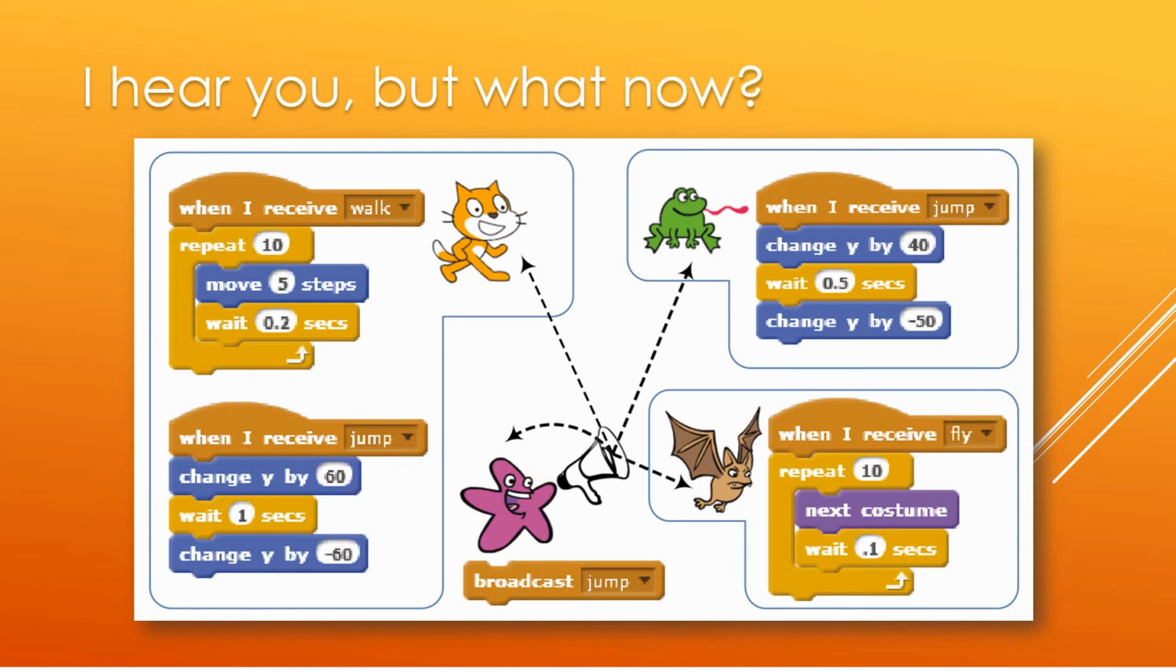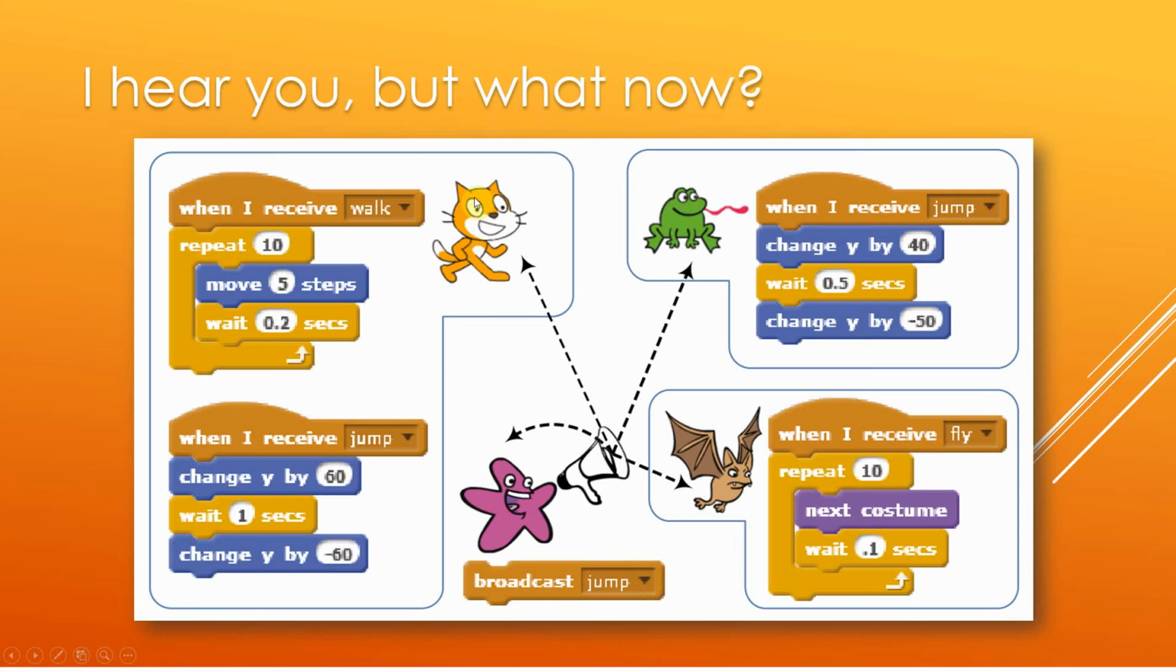Okay, so here is an example. It's not the full code, it's just enough code to give you an idea of how this all works together. So here we have a starfish sprite, and he's got a little megaphone, and he's broadcasting a jump message. Now just remember, whenever you see a block that's got a little triangle next to it, it means you can click on that triangle and it will give you a list of options, and we'll show you how that works a bit later. But for the meantime, our starfish is broadcasting a jump message.